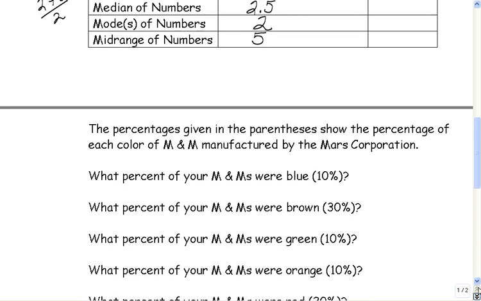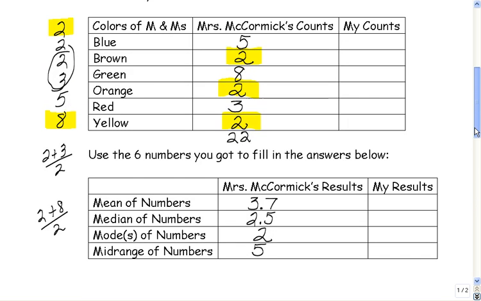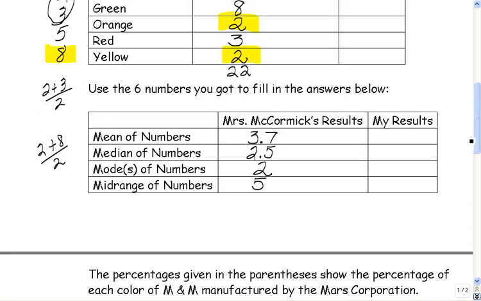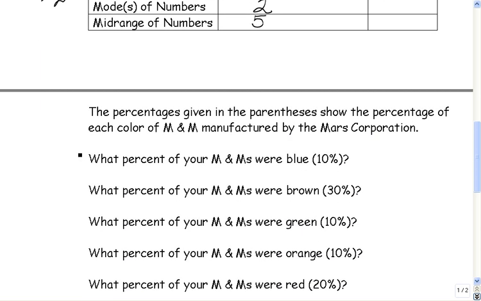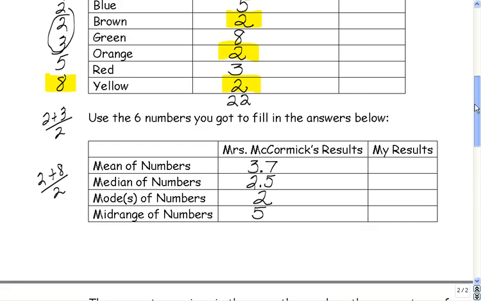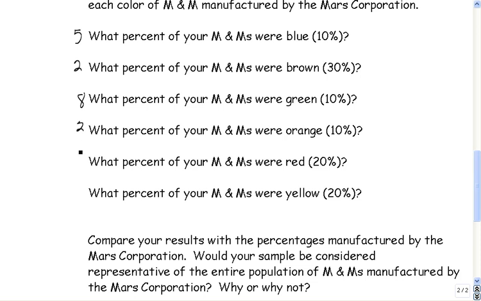Okay, now the next thing I want to do is indicate the percentage, and I'm going to transfer these numbers so that I don't have to slip back and forth. I had 5 blue, then 2 brown, 8 green, 2 orange, 3 red, 2 yellow. And again, my total was 22 because we're going to need that to figure the percentages.